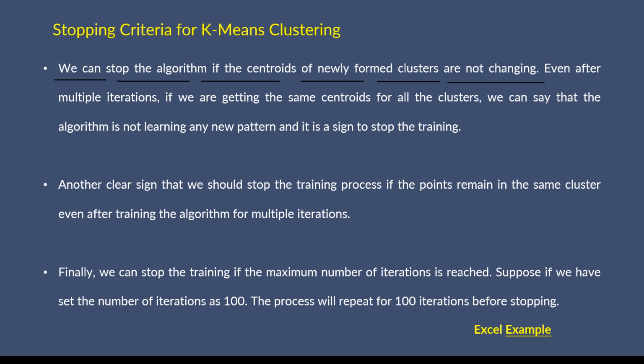Another clear sign that we should stop the training process is if the points remain in the same cluster even after training the algorithm for multiple iterations. Finally, we can stop the training if the maximum number of iterations is reached. Suppose we have set the number of iterations as 100, the process will repeat for 100 iterations before stopping. So let us understand the working of the k-means algorithm with an example.